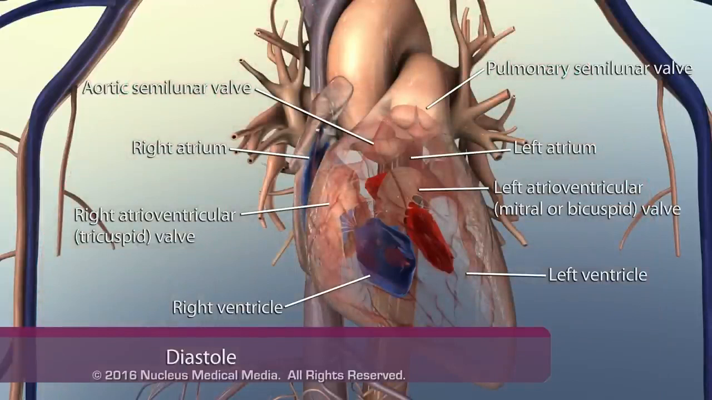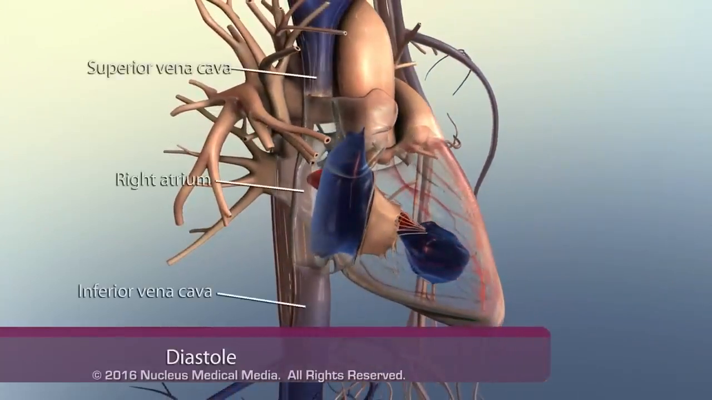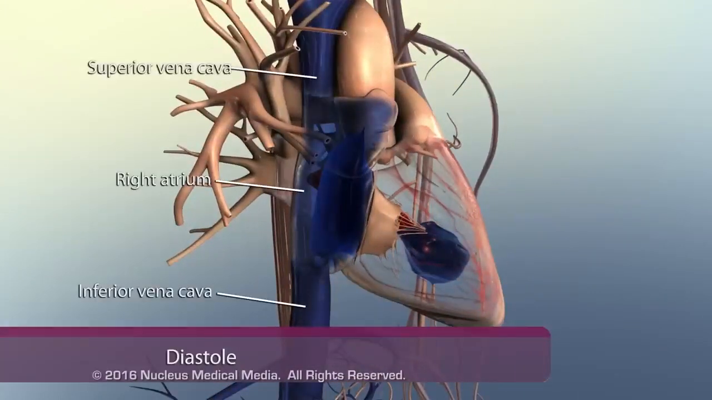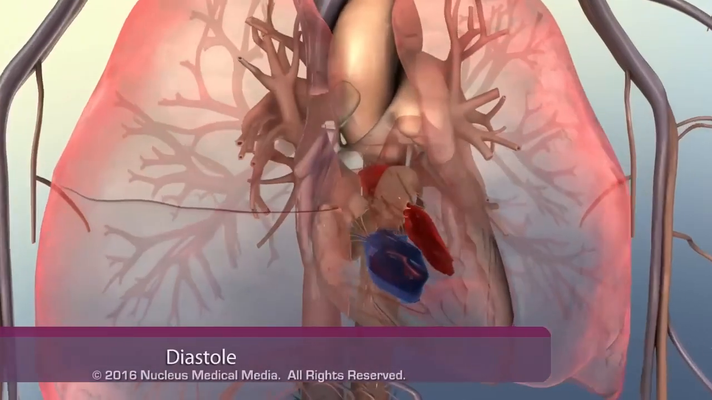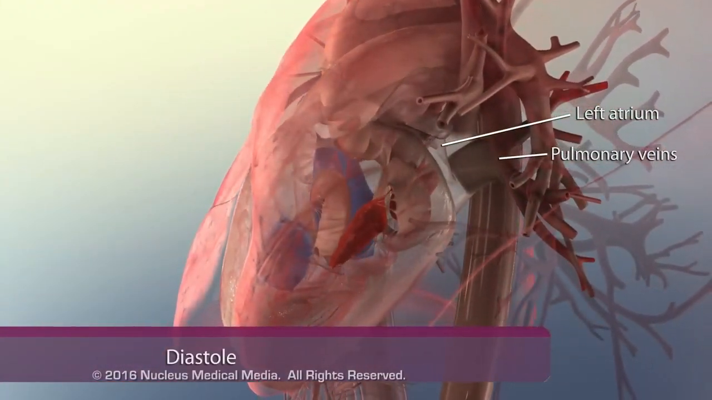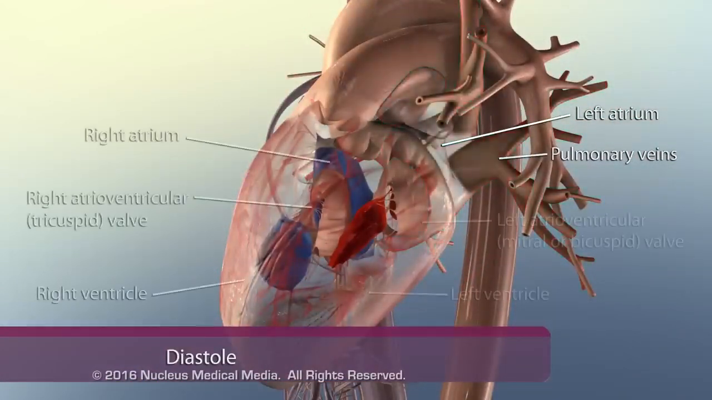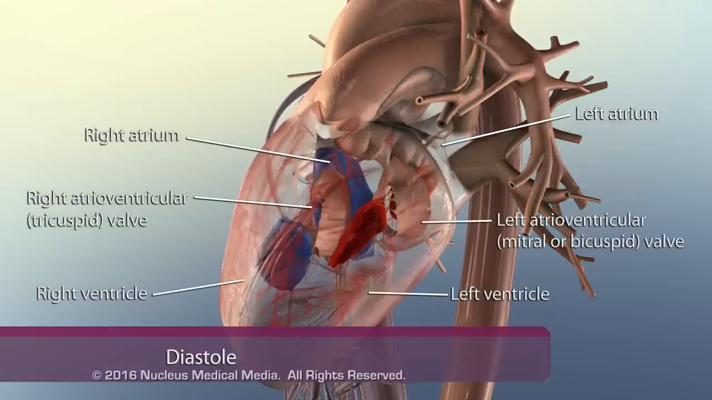The cycle begins with both the atria and ventricles in diastole. Both atrioventricular valves are open while the pulmonary and aortic semilunar valves are closed. Blood flows into the right atrium through the superior and inferior vena cava. Blood flows from the lungs into the left atrium through the pulmonary veins. Then, blood moves from both atria into the ventricles through the open atrioventricular valves.